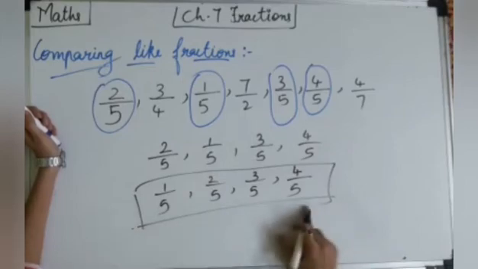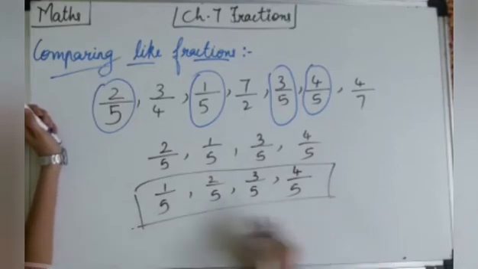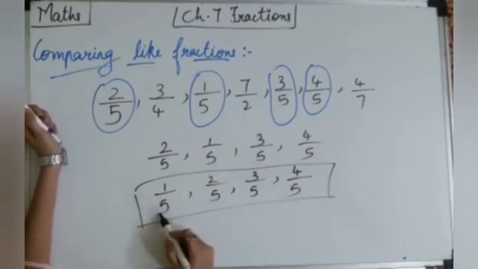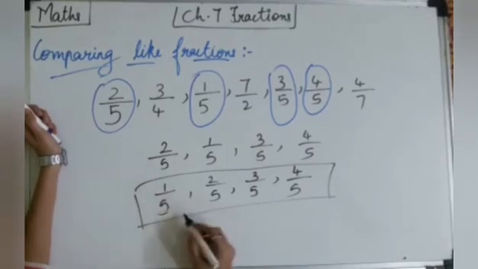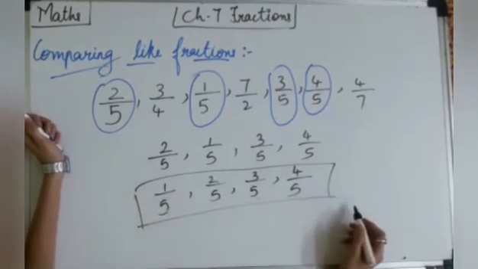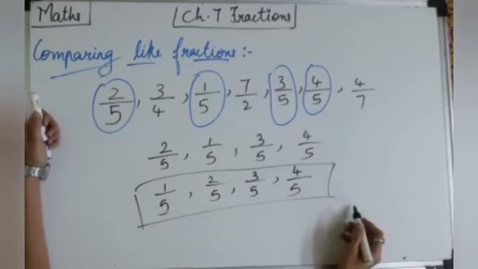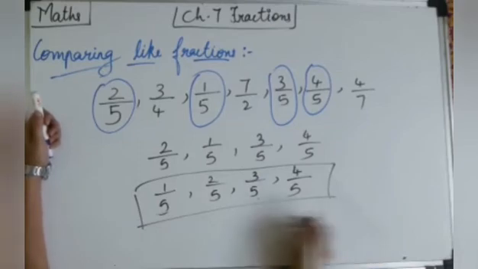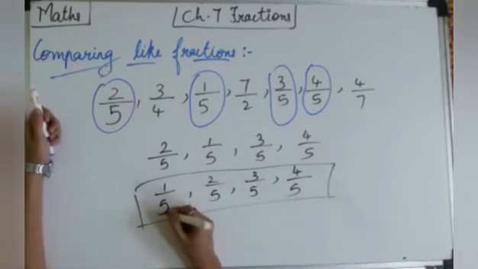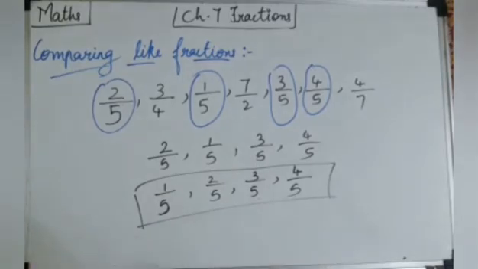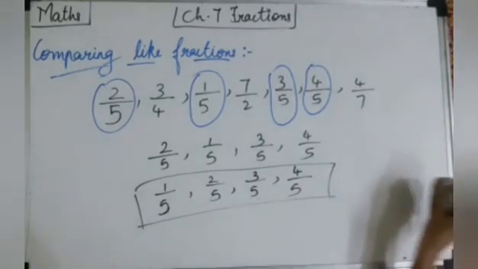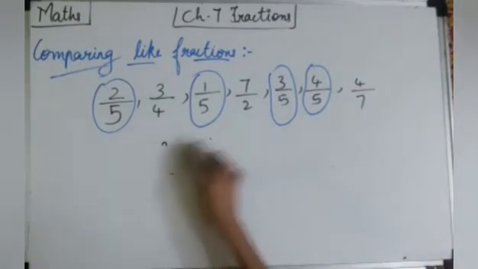Why was it so easy to find this? Because like fractions have the same denominator, that's why it is easy to find the ascending and descending order. We can find the comparison very easily, right? One more example we'll do for comparing.